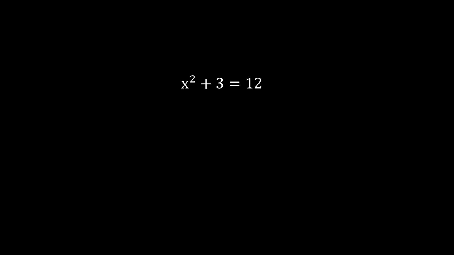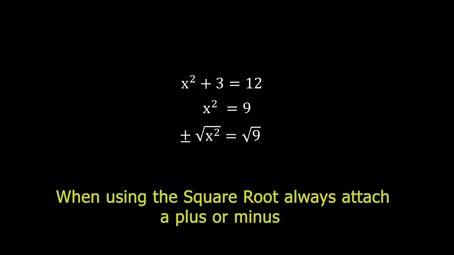Here's our first example. x squared plus 3 equals 12. In order to solve for x, we must isolate it on either side. The first thing we'll do is subtract 3 from both sides. Now, I have to deal with the 2 in the exponent. I'll do this by invoking the square root, which means I have to create two cases.